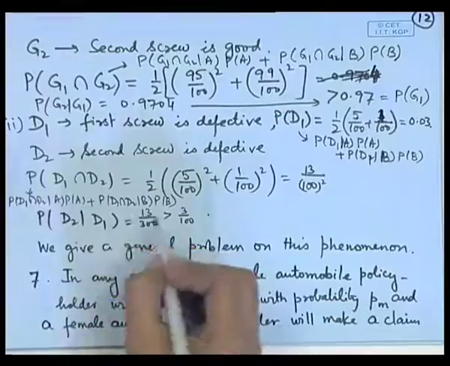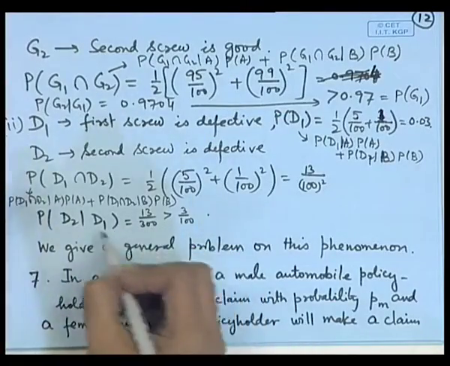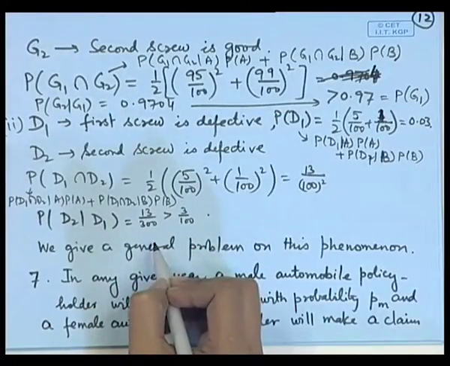What does it mean? It means that if the first one is defective, there is more likelihood that the supplier which gives more defectives is the one which has actually supplied it, and therefore the probability increases for the second one also to be defective.